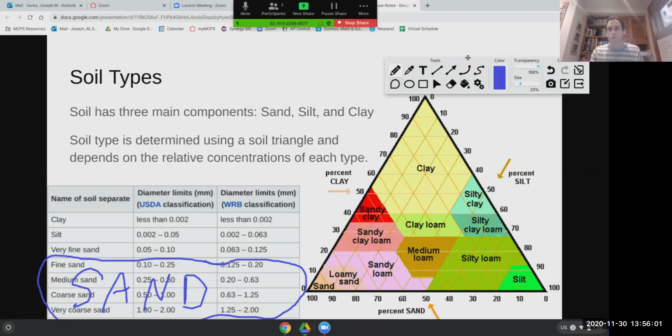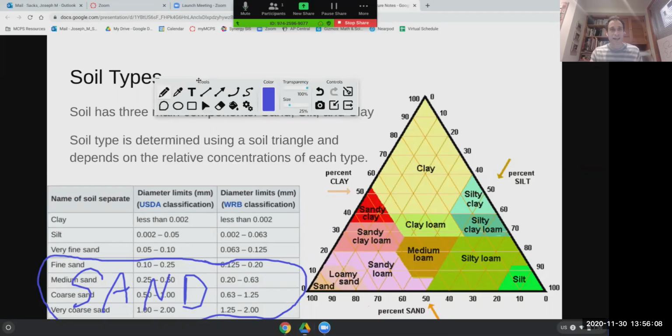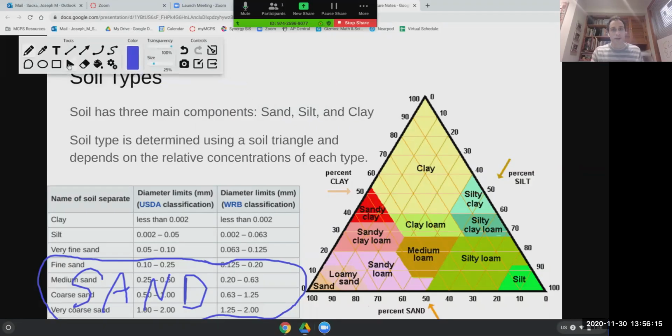So when we find out what percentage our soil is of clay, sand, and silt, we can determine what our soil type is. We had practice in this with the lab, but I'm just going to do it again here. Let's say we are told that a soil sample is 30% clay, 20% silt, and 50% sand. So let's show how we would do that.